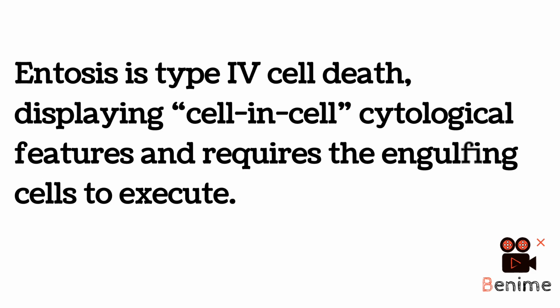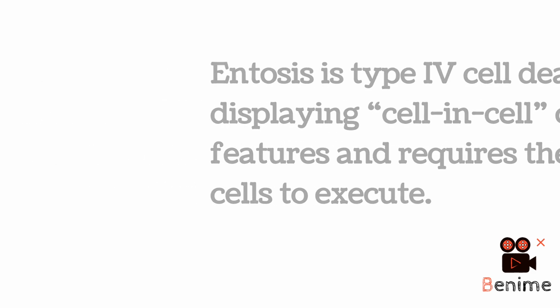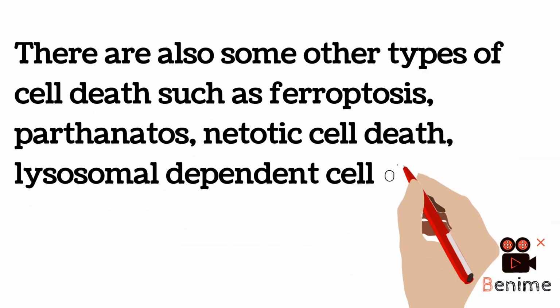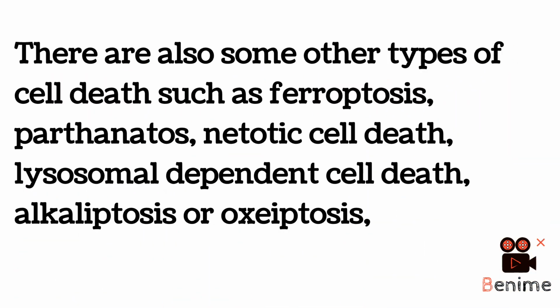You can comment in the comment box. And this type 4 cell death, that is entosis, requires the engulfing cells to execute. What does this mean? What will they be executing? In which diseases or disorders, or how, can you see this cell death? You should know about this.